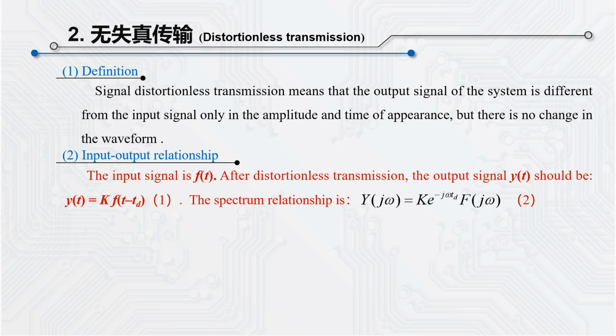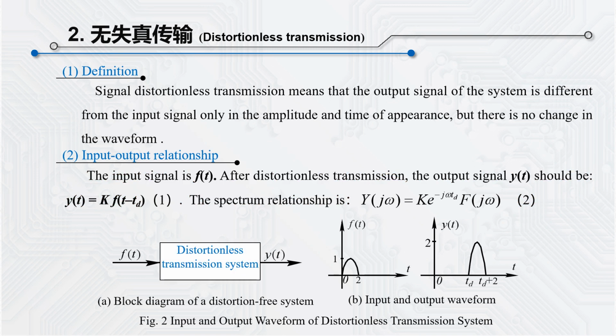If they are denoted by their amplitude frequency characteristics, their spectrum satisfies Formula 2. F(jω) is the spectrum of the input signal. The output spectrum Y(jω) is equal to k times e to the power of jω td times F(jω). Here, there is a certain phase change.